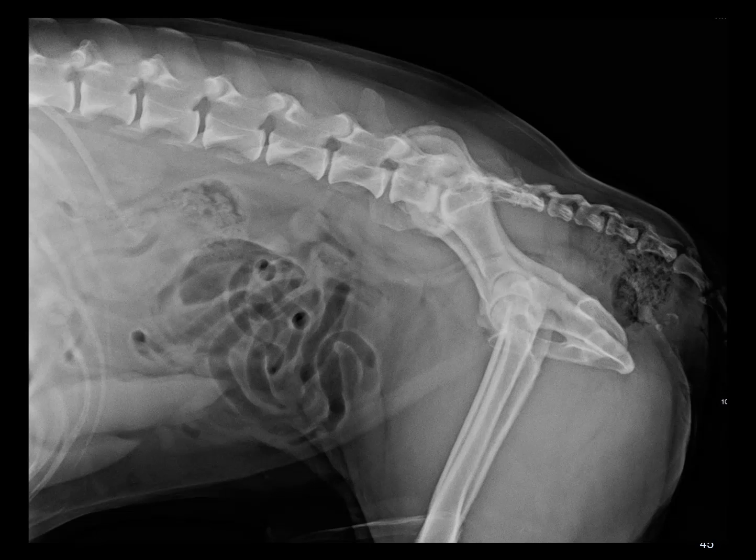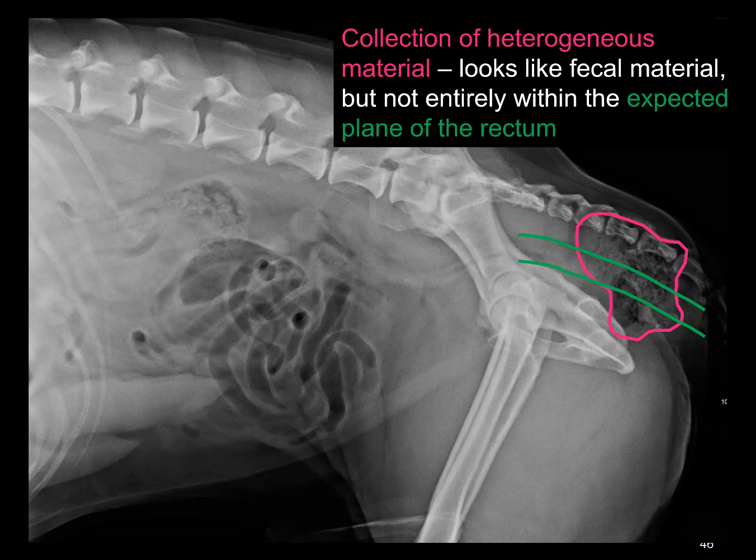Here's a patient who had perineal swelling, and on the survey radiographs here we have a lateral view. I can see the colon running down to the rectum. So far so good. It looks pretty empty. And then there's this very odd gas and heterogeneous soft tissue opacity back here, sort of partially in the plane of the rectum and anus, but it really extends well beyond what I would expect for a normal appearance of those structures. And so that's probably the source of our swelling.